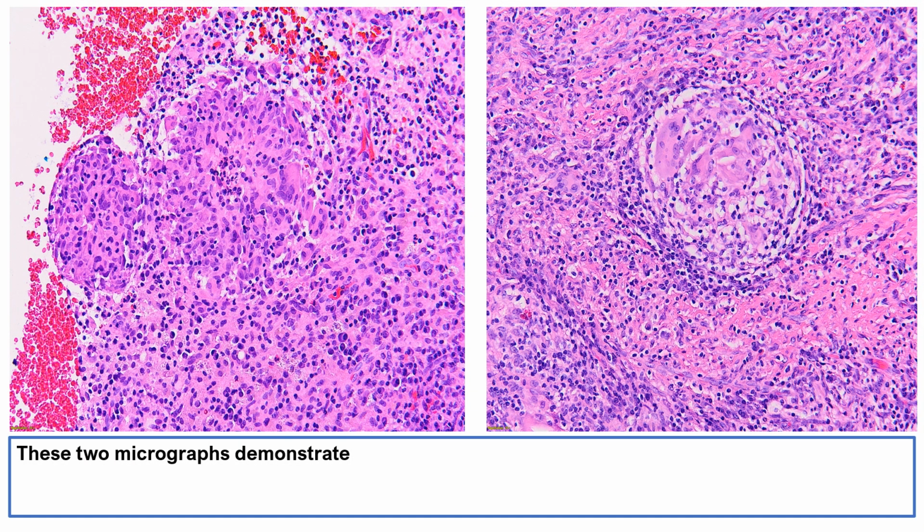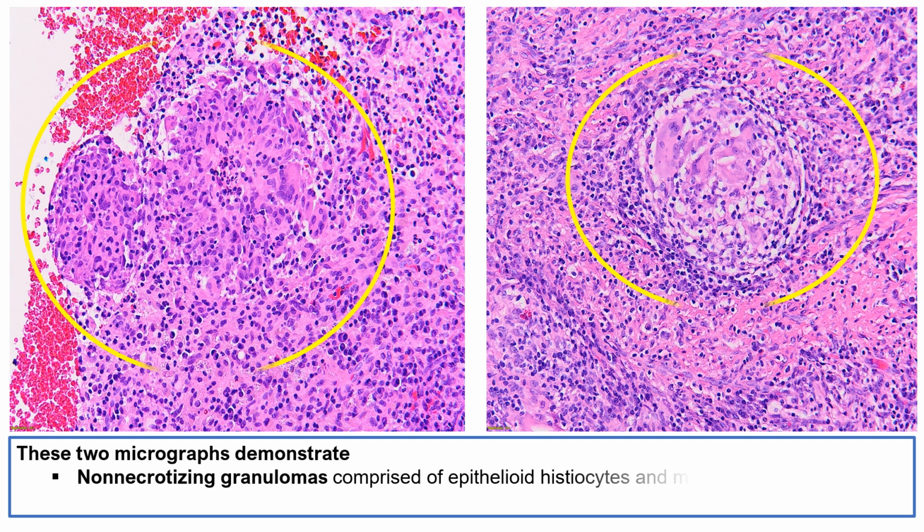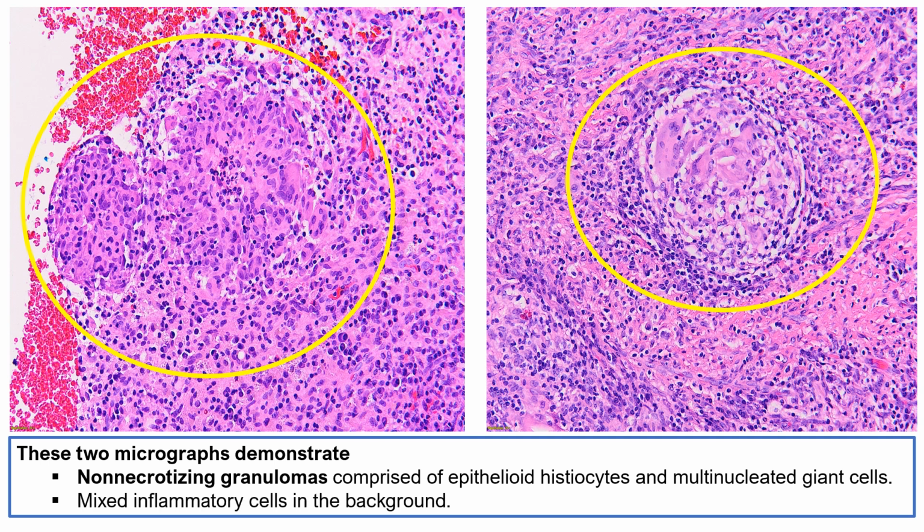These two micrographs demonstrate non-necrotizing granulomas comprised of epithelioid histiocytes and multinucleated giant cells, mixed inflammatory cells in the background.